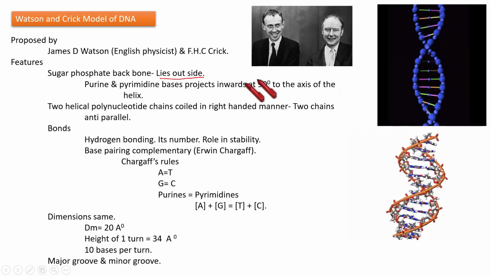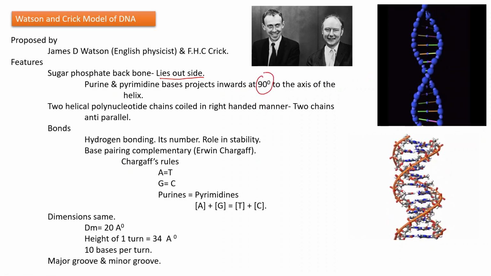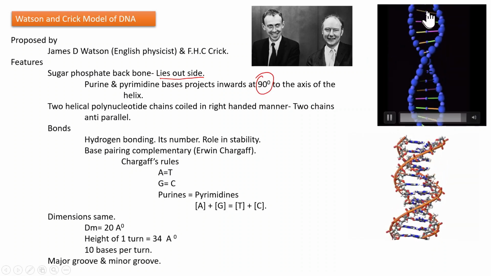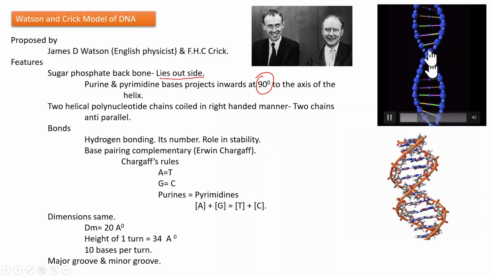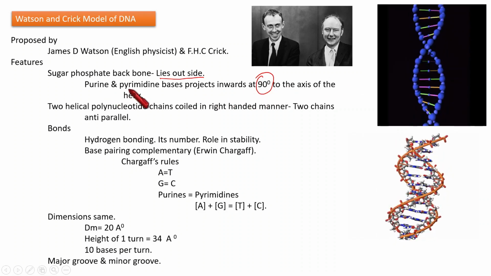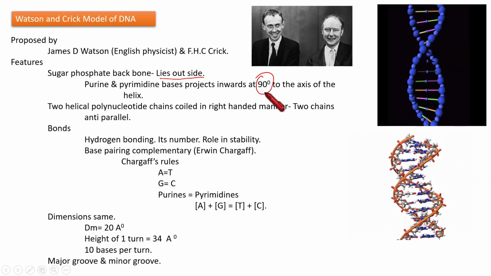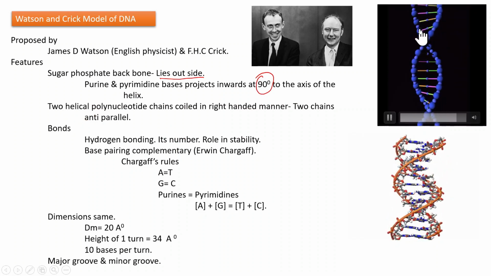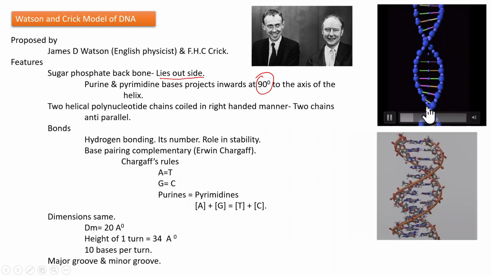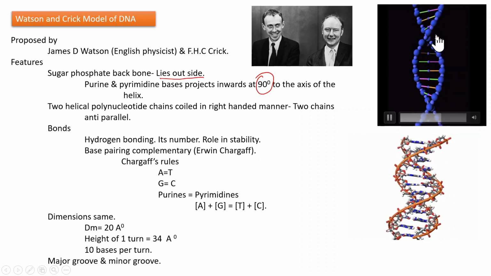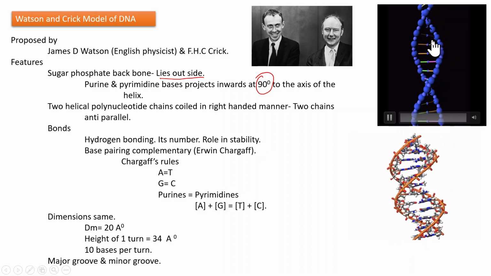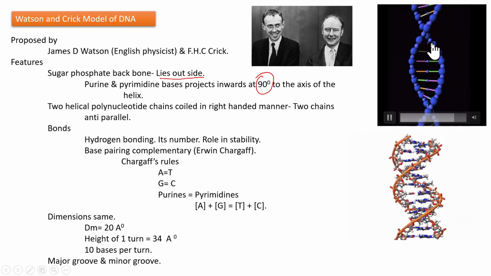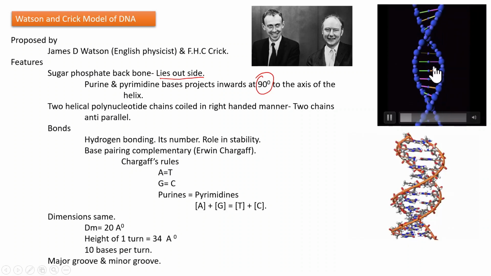At what angle? 90-degree angle. 90-degree angle against that central axis that passes through the DNA. With respect to that axis, the angle of the purine pyrimidine base is 90 degrees. And also these two polynucleotide chains, the sugar phosphate backbone plus the base that emerges from that backbone. So in that way, two polynucleotide chains are there and they coil around each other.